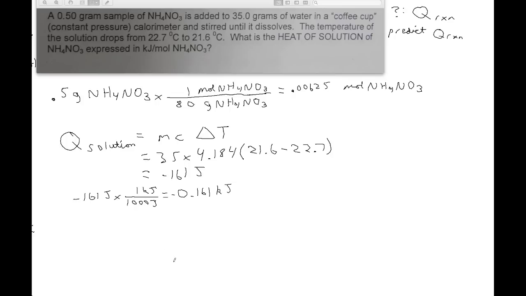Now, since that's the heat of the solution in kilojoules, now you have to express it per mole of NH4NO3, so we can take this number 0.161 kilojoules and divide it by 0.00625 moles NH4NO3.